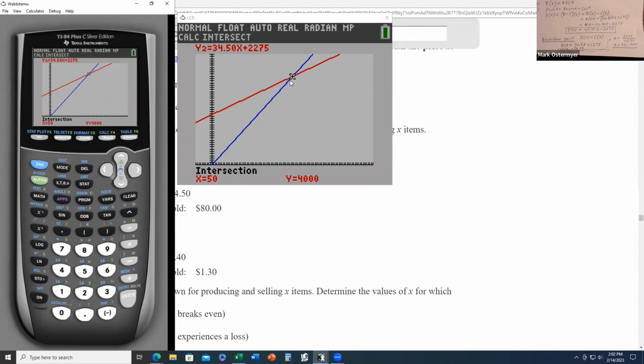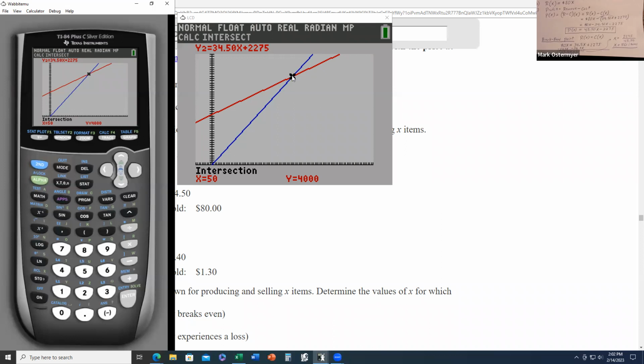So I have a question for you. Do we have to sell more than 50 of these items or less than 50 of these items to make a profit? Anybody? More. More, because when X is greater than 50, notice your revenue function, which is the blue graph, exceeds the red graph, which is the cost function. So you are correct. We have to sell more than 50 of these items to experience a positive profit.